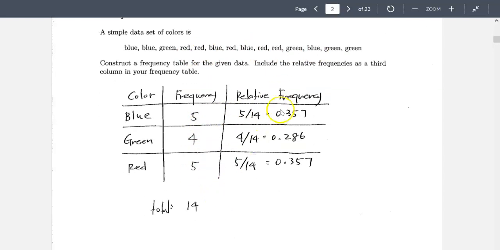Now, relative frequency means that instead of just how many times they occur, it gives you a percent. In this case, blue showed up 35.7%. Now, how do I get this number? You take your frequency divided by the total frequency. When you add these up, there are 14 numbers. So blue is 5 out of 14. That's how we get the relative frequency.